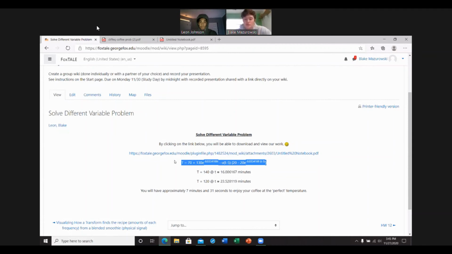And so using those same things, we solved for when the temperature of the coffee was 140 degrees, and that was about 16 minutes. And then we solved for when the temperature was about 120 degrees Fahrenheit, which was at 23 and a half minutes. So using the same thing as last time, we subtracted it and found out that you have about 7 minutes and 31 seconds to enjoy your cup of coffee at the perfect temperature. Whereas before, if you didn't walk outside at that 5 minute mark, you had about 10 minutes and 4 seconds. So it makes a pretty big difference just from walking outside for a little bit of time.